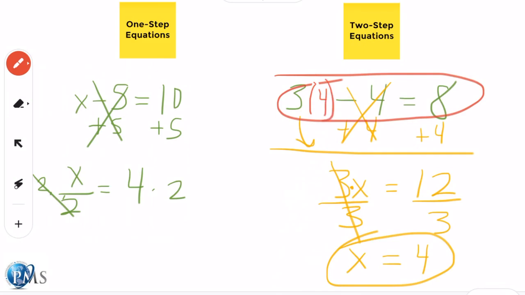So this says 3 times 4. 3 times 4 is 12. So 12 and then minus 4. 12 minus 4, does that equal 8? Yes, it does. So that means that the answer we got, x equals 4, is the right answer.